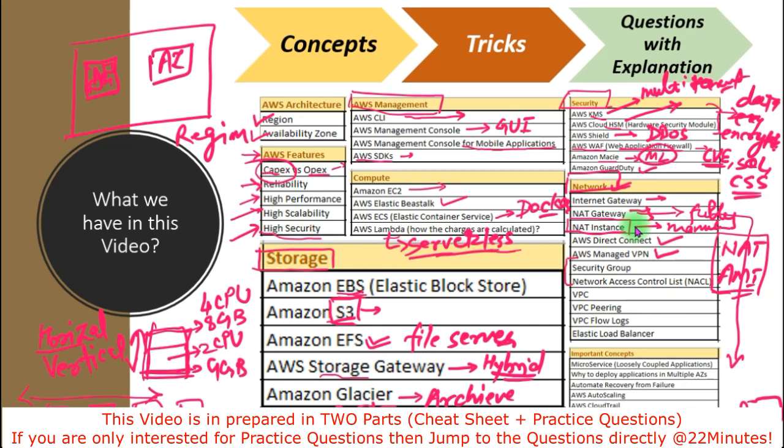Next we have the security group and network access control list. These both work as a virtual firewall. What is the difference then? Security groups work at the instance level, so we define security groups at the instance level, and network access control lists are defined at the subnet level. Let me write it here.